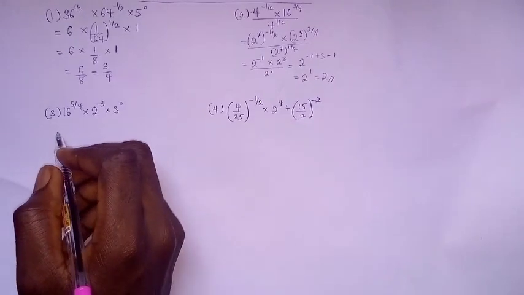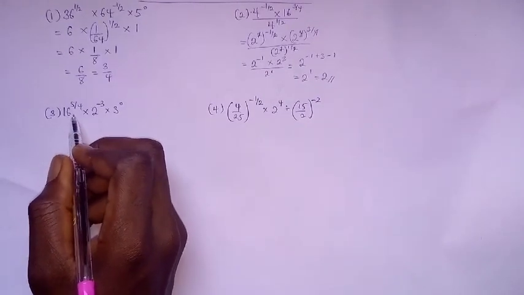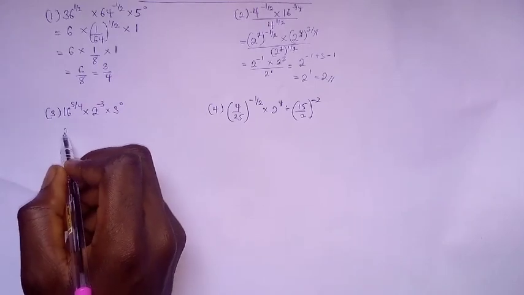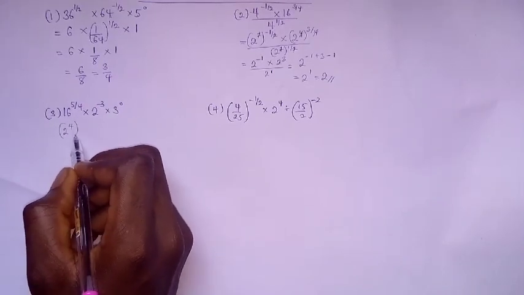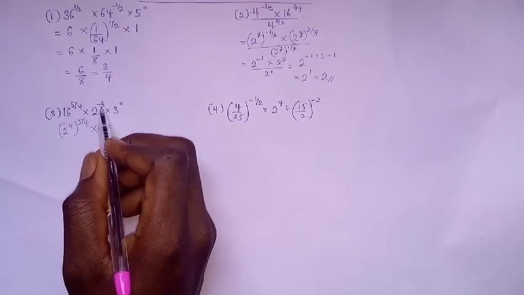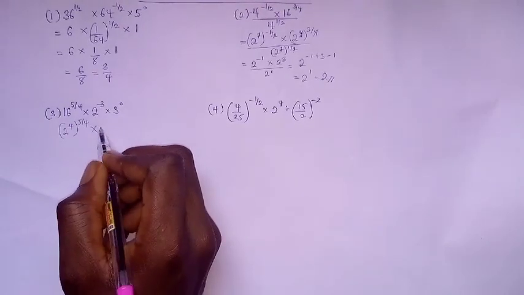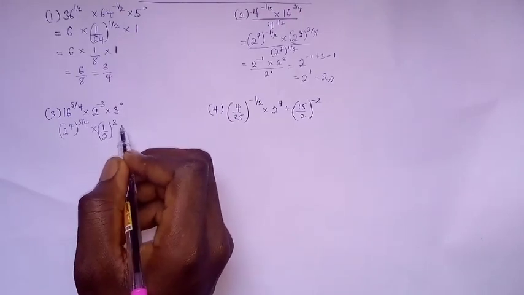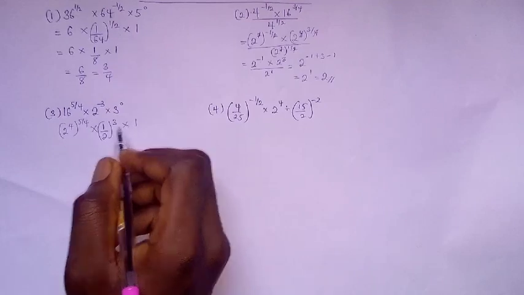Going over to the third question, I can also break this down to have a base of 2. So that I have 2 to the power of 4, and close the bracket, then have power 5 over 4, times, this is a negative index. We take the inverse of 2 to give us 1 over 2 to the power of 3, times 3 to the power of 0, which is 1.